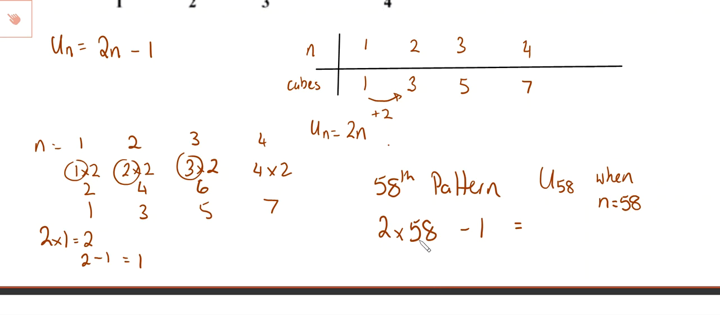Okay? Well, this would be your 2n minus 1. What does it equal when n is 58? Well, we have to do 58 lots of 2, which is 116. We then subtract the 1 and we get 115. So the 58th pattern will have 115 cubes in it. I got it right. Okay.